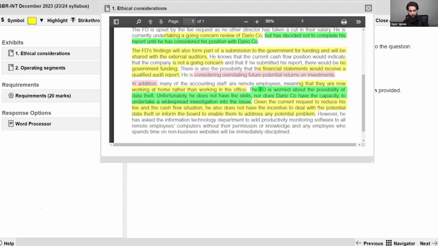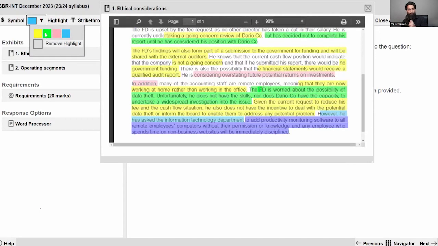Then it says that, however, he asked the information technology department. Oh, so there is an information technology department, by the way. He asked the information technology department to add productivity monitoring software to all remote employees' computers without their permission or knowledge. And any employee who spends time on non business websites will be immediately disciplined. Do you see any problem here? Any ethical issue? Achha, just let me know.